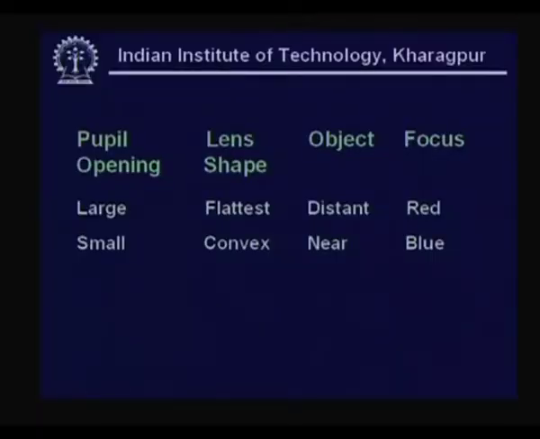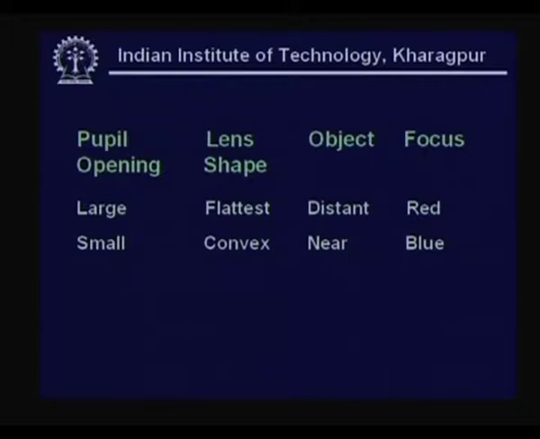I told you, unlike the camera lens, the human lens has the ability of changing its shape. It can become concave, convex, or it is the most concave or flattest when you are trying to see a distant object. We know when we open our eyes wide, that is when it behaves like that. On the other hand, when the opening is very small, the lens becomes highly convex and it is focused.